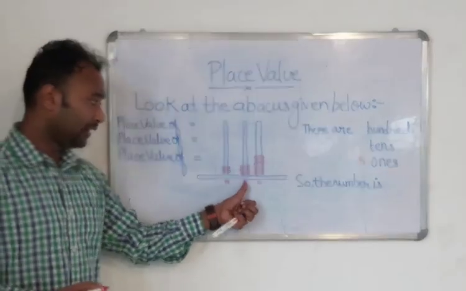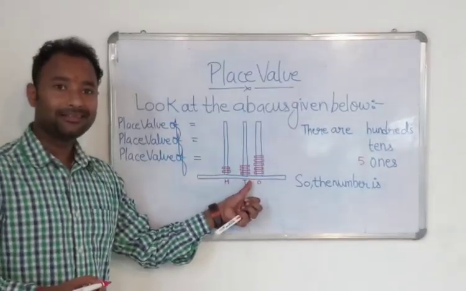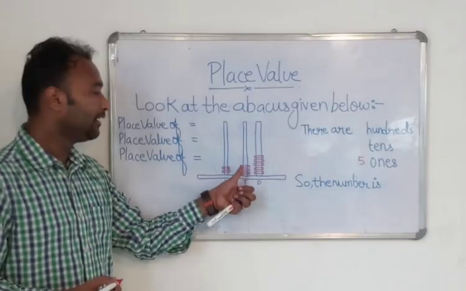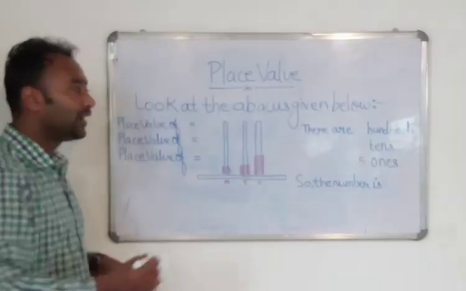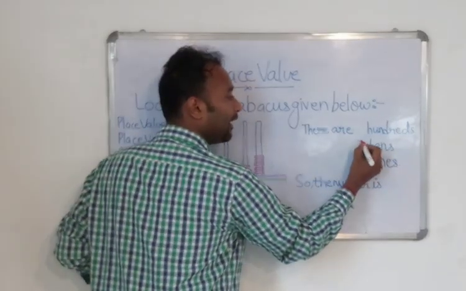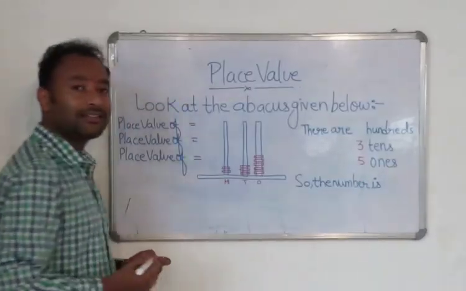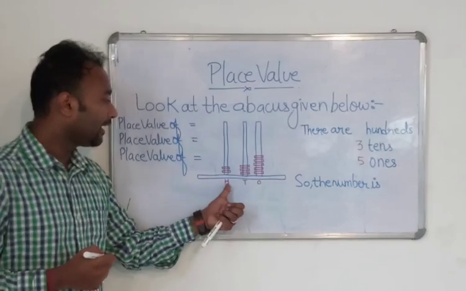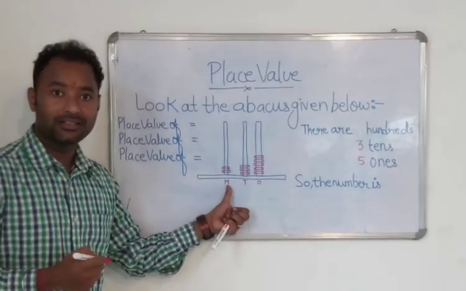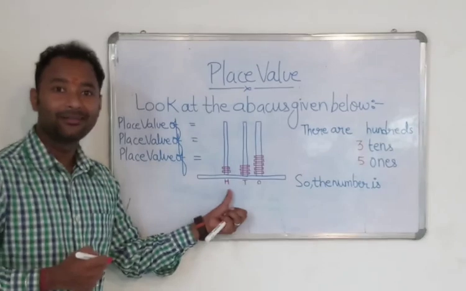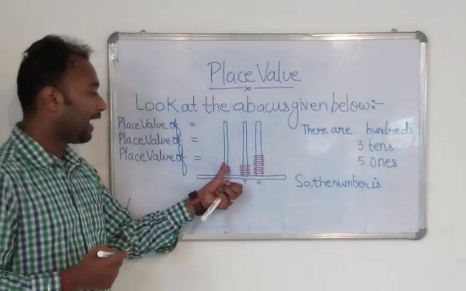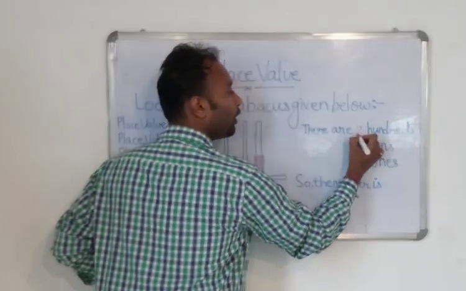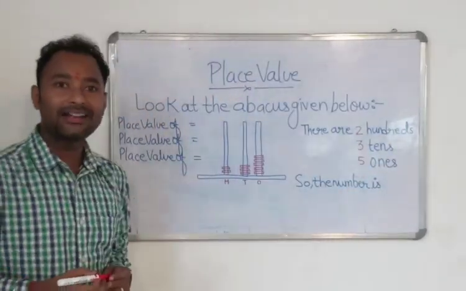In the tens position, how many beads are there? Can you count them, students? Yes, start counting. This is 1, 2 and 3. So in the tens position, 3 beads are there, or you can say that there are 3 tens. And at the last, in the hundreds position, how many beads are there? Yes, there are 1 and 2. You can count them easily. So there are 2 beads, or 200s.